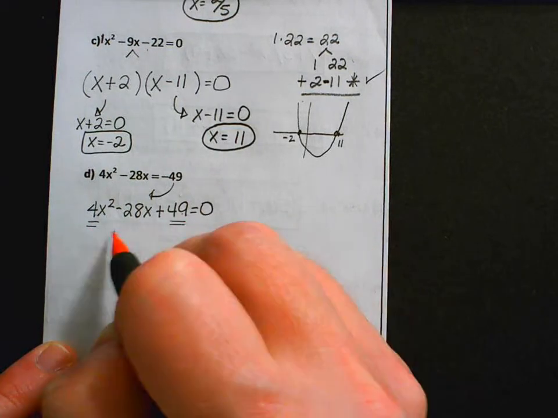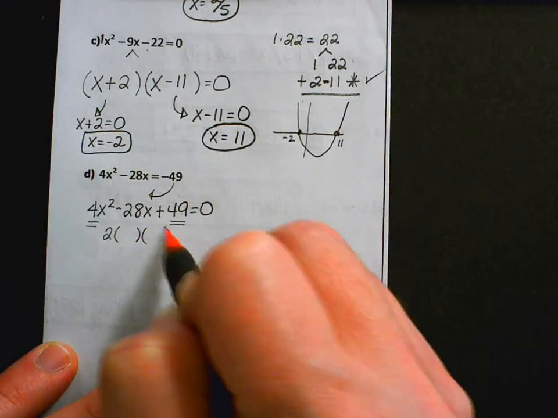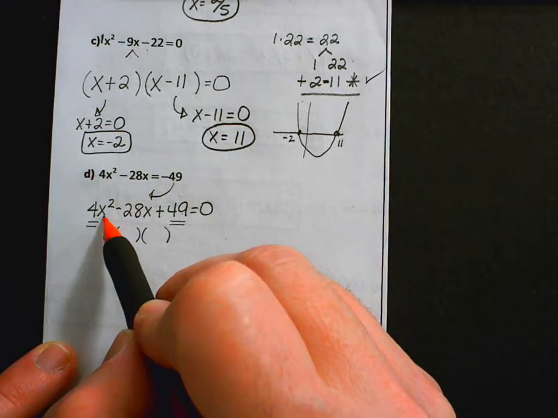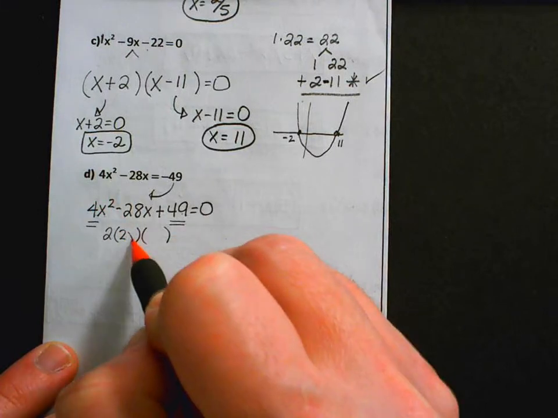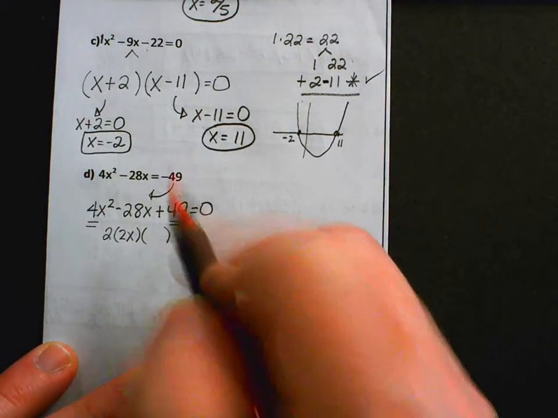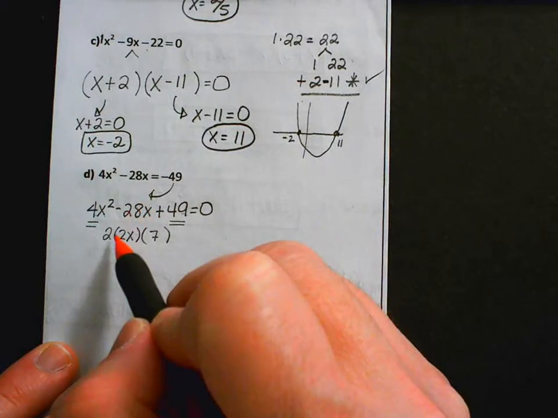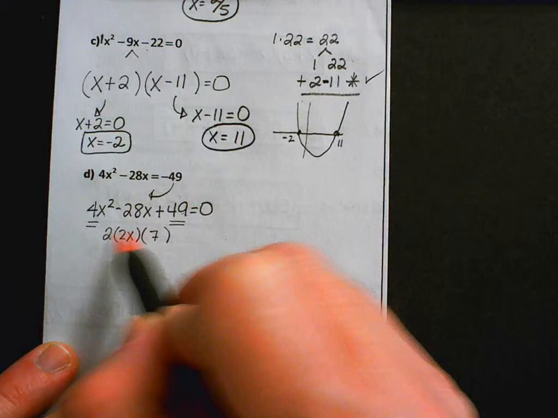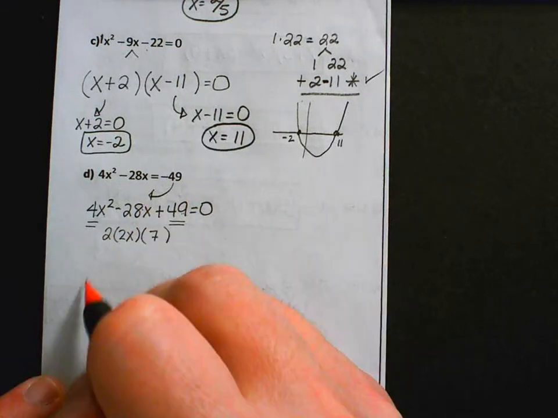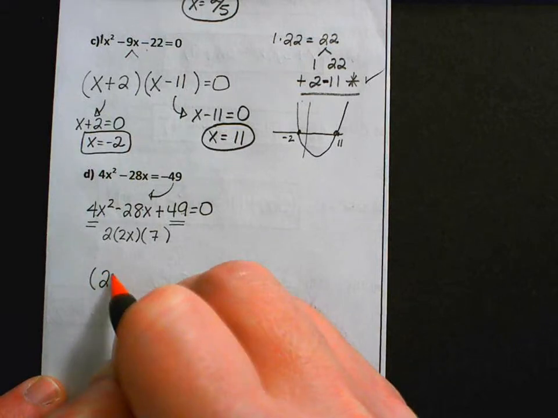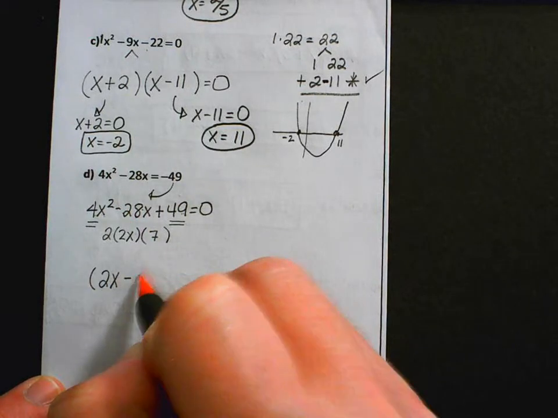Basically, put two sets of parentheses. Take the square root of the first. The square root of the first is 2x, so let's put 2x there. And the square root of the last one is 7. Now, to be able to use the special factor rule, when I multiply these, do I get 28? And the answer is yes. So that means I copy the first, I put a negative because there's a negative there, and I copy the second, and I put it to the second power.